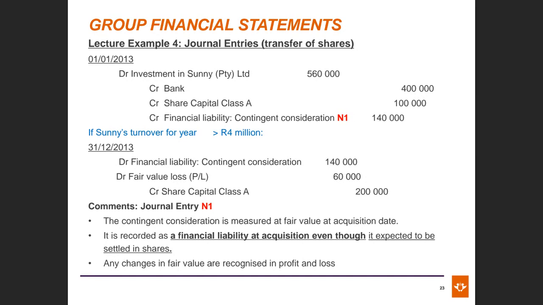Someone is asking, why is there a loss of 60,000? Why is it a fair value loss? The reason for this is that this is the records of the acquirer. If they have a liability and the liability is getting bigger, it's bad for them, it's bad for the acquirer. So there's a fair value loss here because their liability is getting bigger, and then they canceled those two items out when they issued the shares at the value of 200,000.